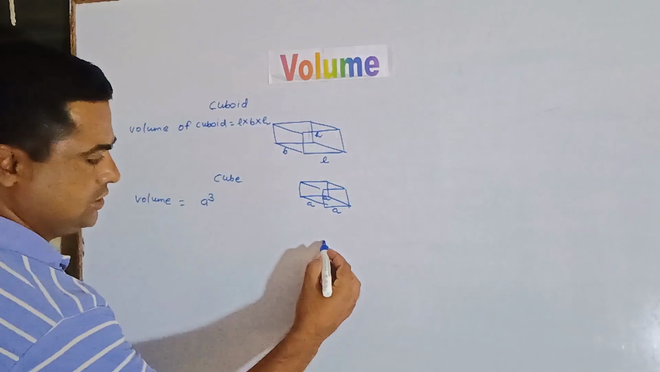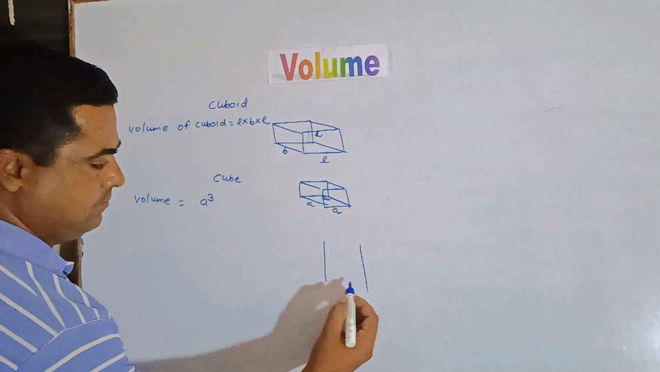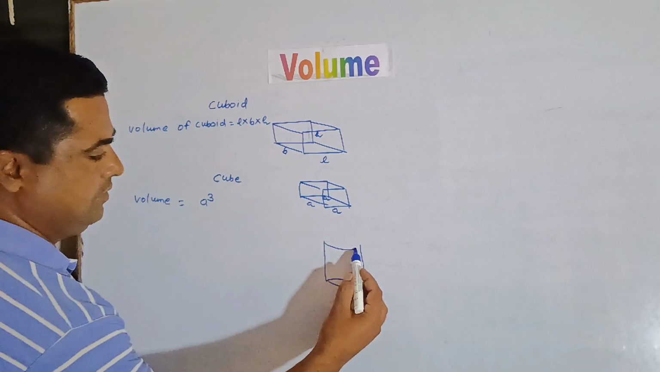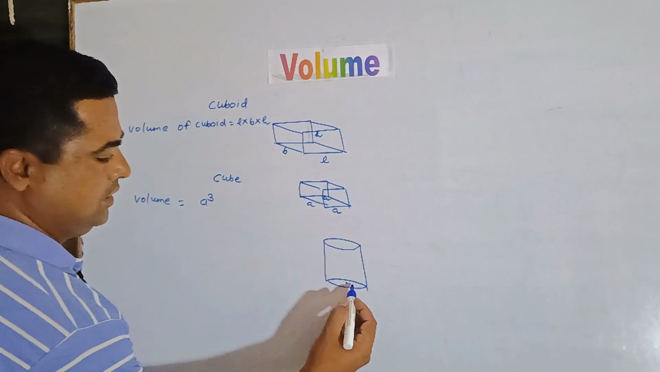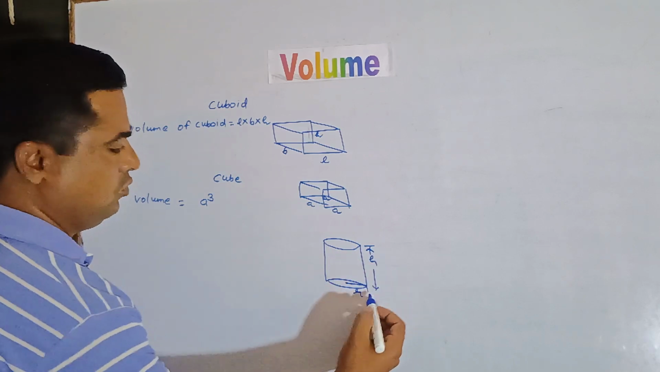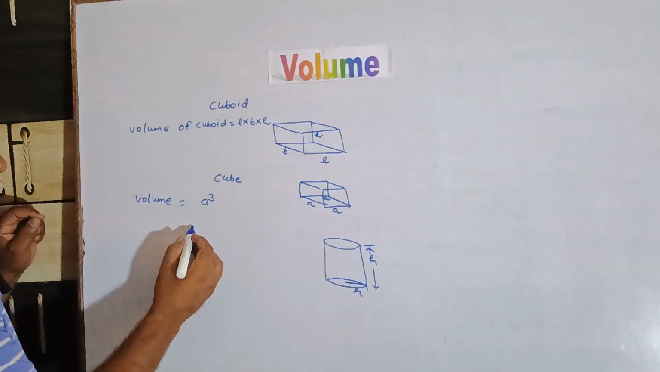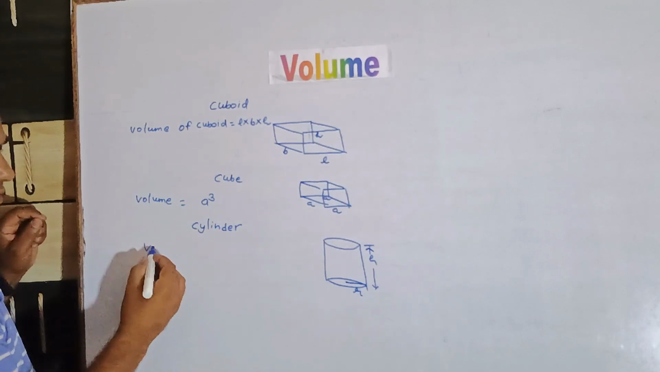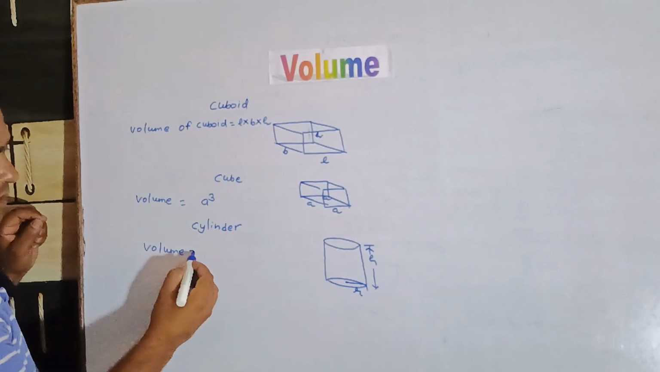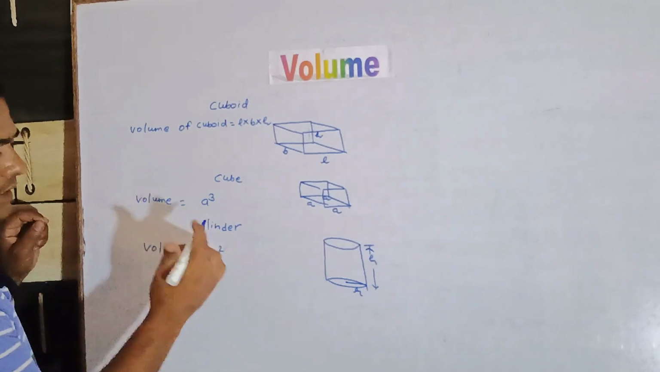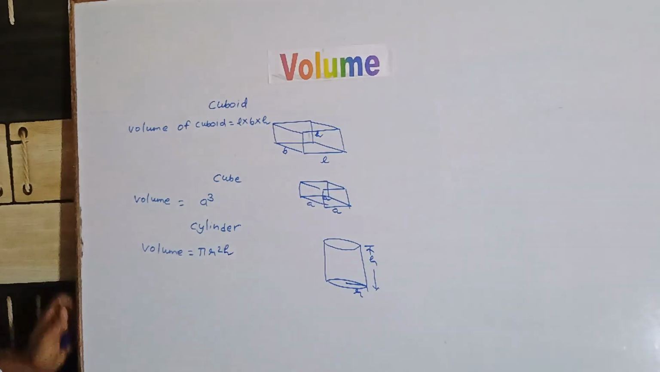Now our next shape is cylinder. So students, we have a cylinder, and the radius be R and height be h. So what is the volume of this cylinder? Volume will be pi r square h, correct? This will be pi r square h.